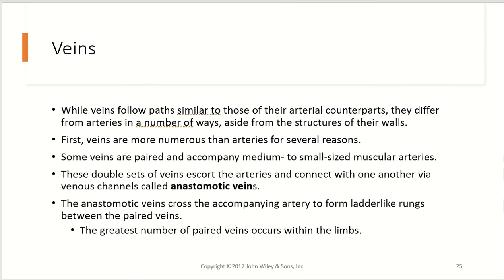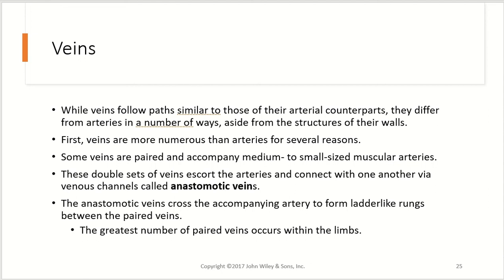So moving forward then, while veins are going to follow a path that's fairly similar to that of their arterial counterparts, they are going to differ from the arteries in a number of ways, other than their structural differences in the walls. So first of all, veins are going to be more numerous than the arteries that we see in the body for several reasons. Some veins are going to be paired and are going to accompany medium to small-sized muscular arteries.